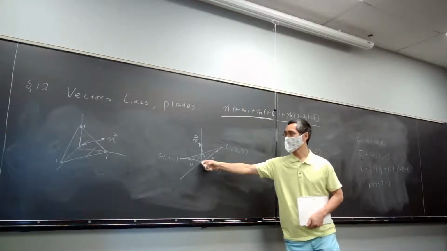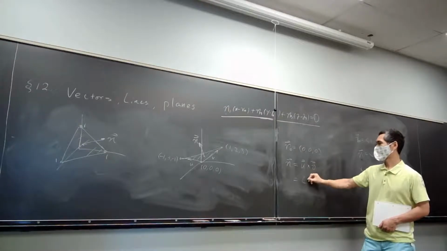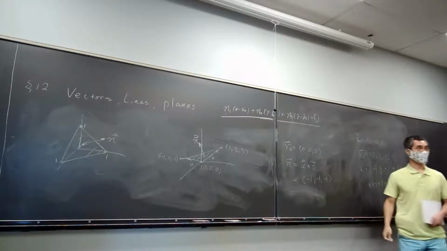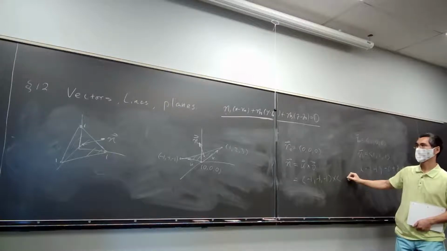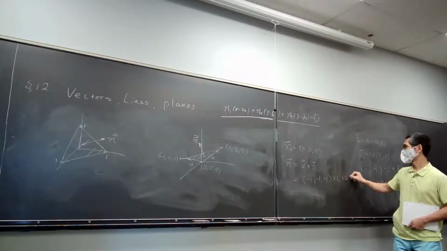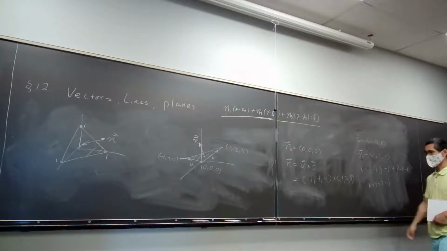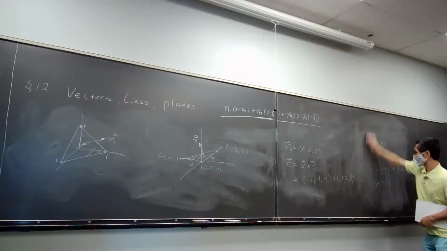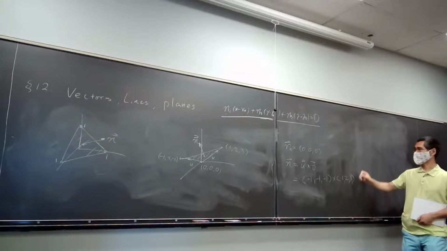I start from the origin, so it's just the n minus the beginning, right? The beginning is the origin, so it's just that. And what is v? 1, 2, 3. Right? So let's find out the cross product. That's something we just did, but not for this particular vector, right?